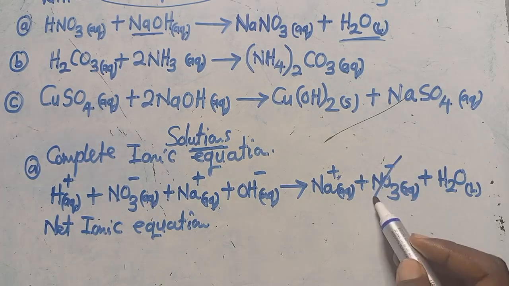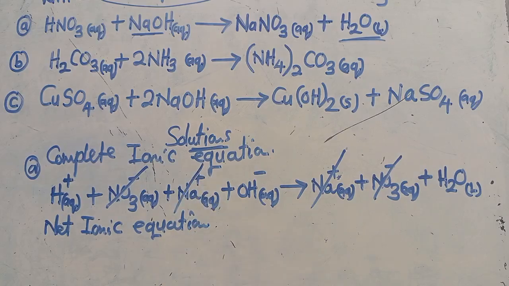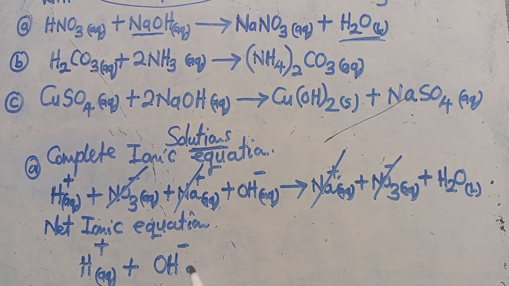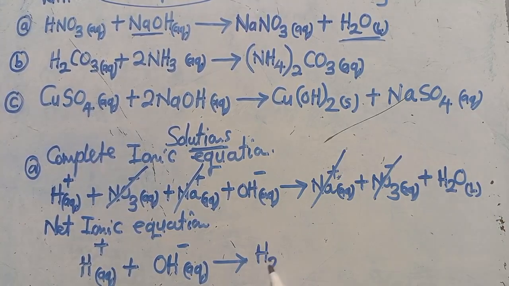So this is also here. Have you seen? We've got sodium there. Sodium is also there. So I guess these are the only ones. We've remained with what? Hydrogen plus, which is aqueous, plus a hydroxide here, which is a negative, aqueous, giving me a liquid. So that is water, which is in liquid state. So this is a net ionic equation. This is what I'm supposed to do, just like this. As simple as this.